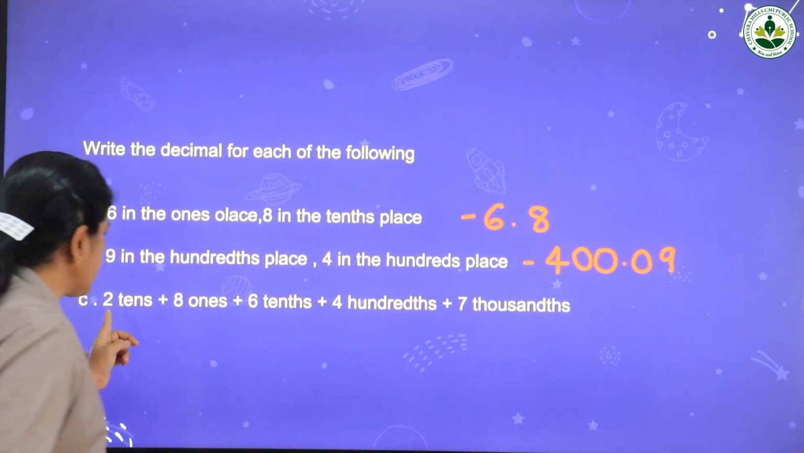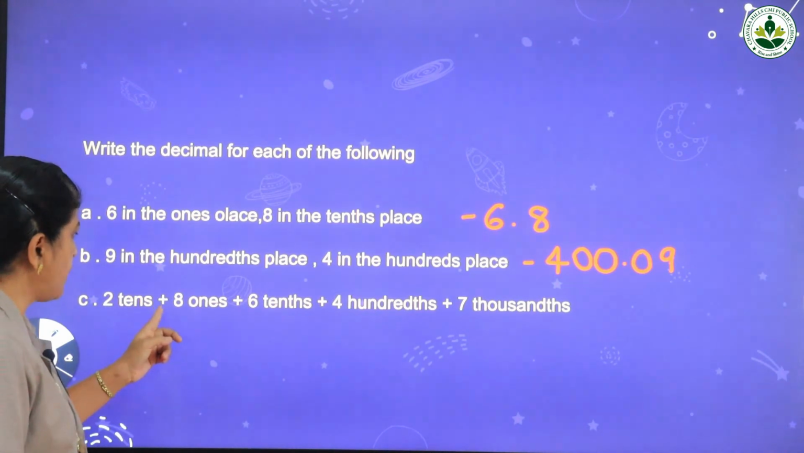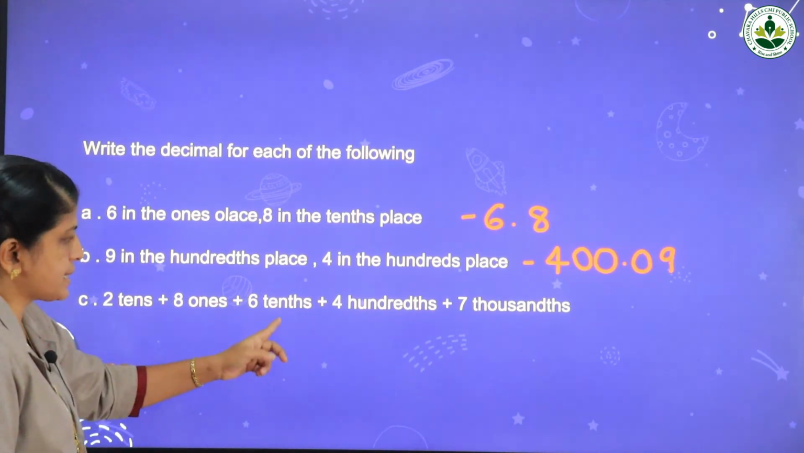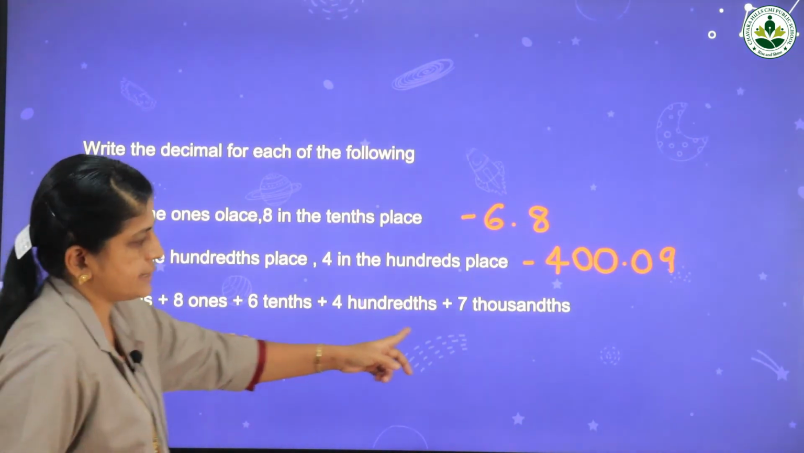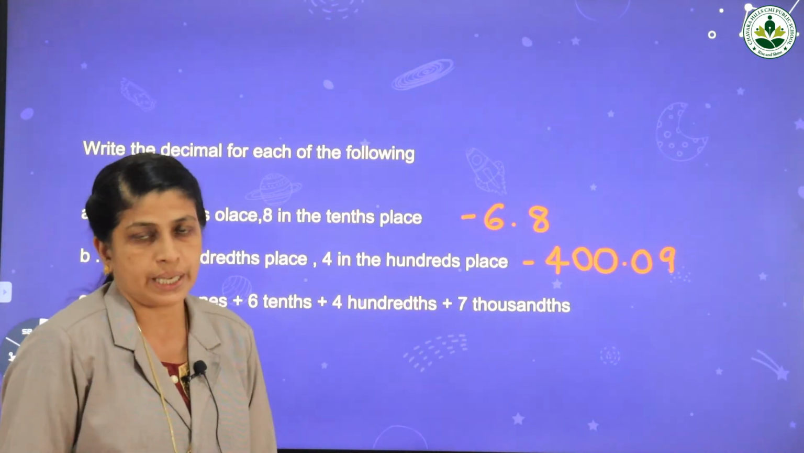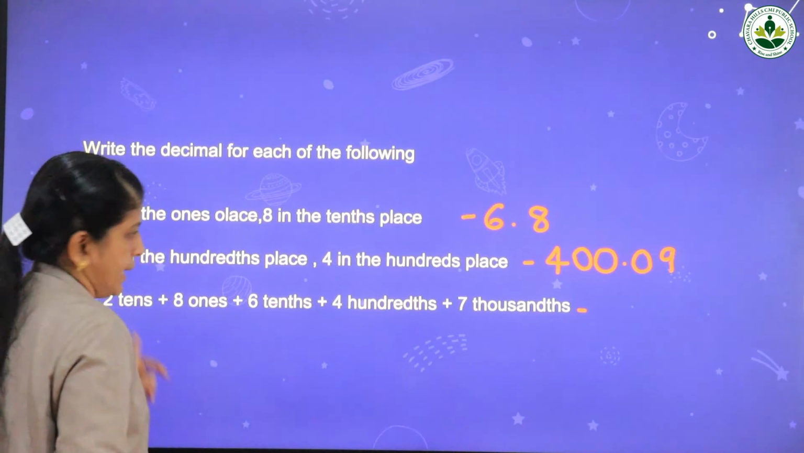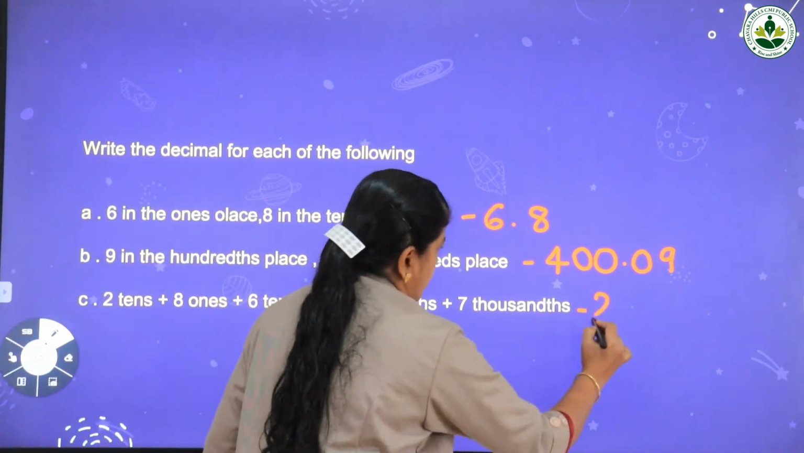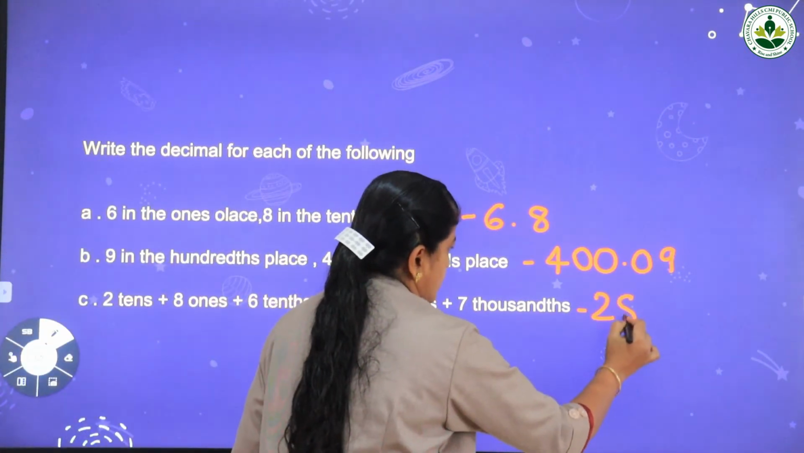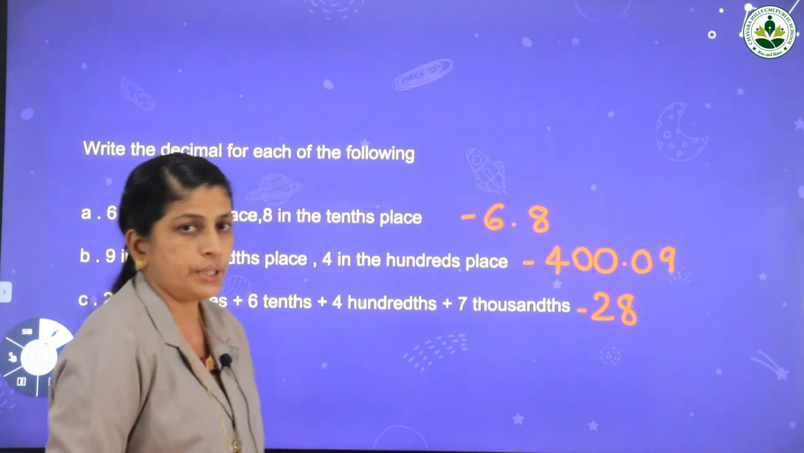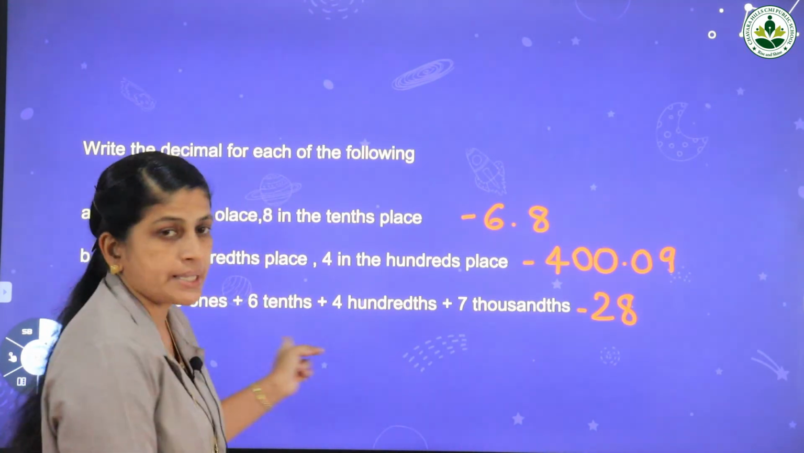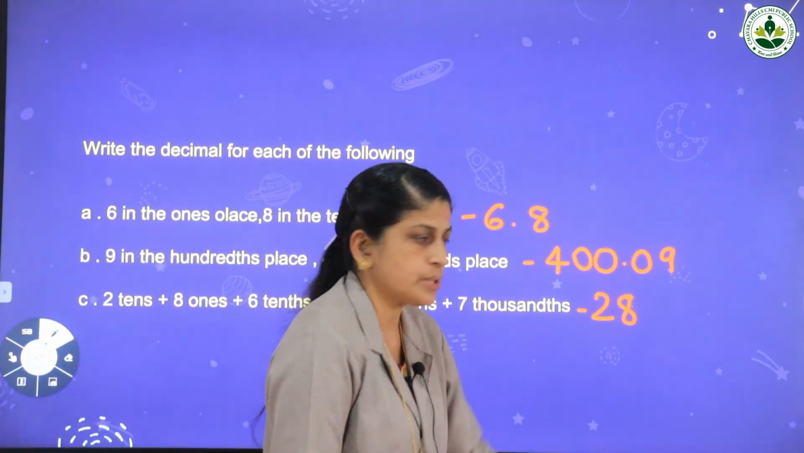Then the next number: 2 tens plus 8 ones plus 6 tenths plus 4 hundredths plus 7 thousandths. We have to write the decimal number. 2 tens, 8 ones. Therefore, the number is 28. 2 tens plus 8 ones means the number is 28.